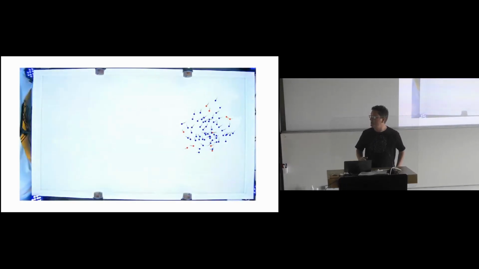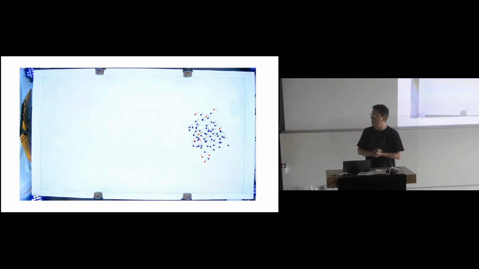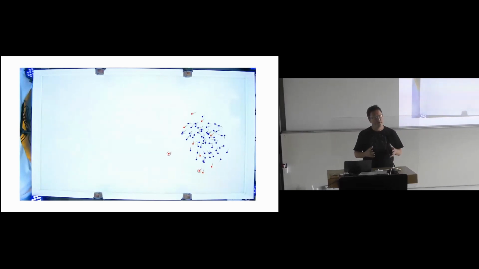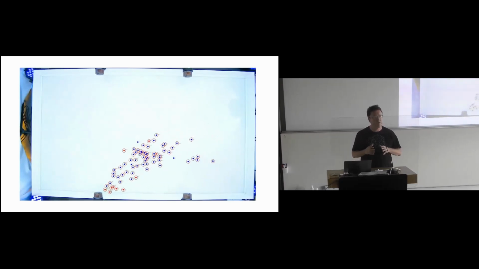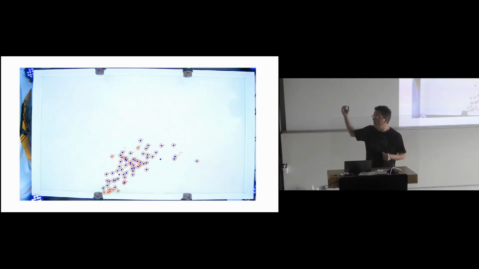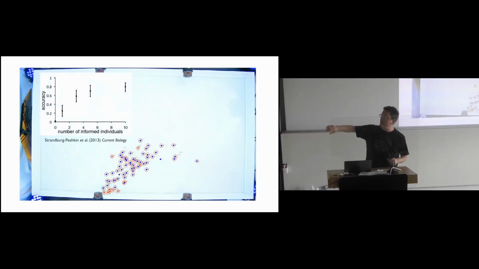And then we can test these types of ideas with experiments. So these are real schooling fish. The red ones are informed, the blue are uninformed. Fish have amazing memories, by the way. You need to train them about 6 or 7 times and they remember for months. And so here you can see the information being conveyed across the group. And so we can relate, as we predicted from our theory, as you increase the number of informed individuals, you increase the accuracy of information transfer steeply, and then it plateaus.